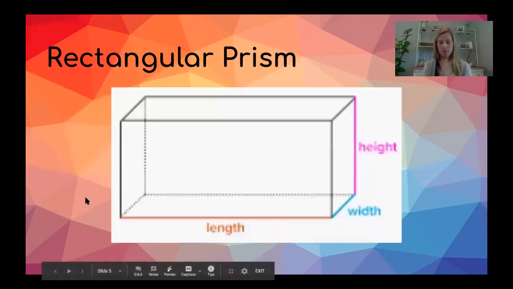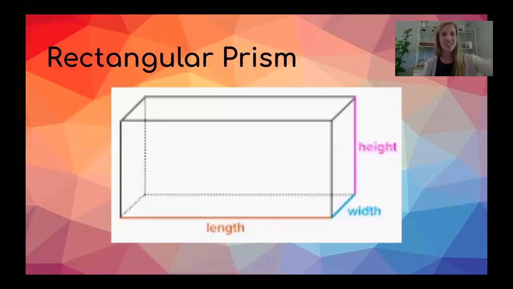So the first one that we want to talk about is a rectangular prism. A rectangular prism, I have lots of examples here. You probably do too in your kitchen as well. But I've got a granola box, that's a rectangular prism.